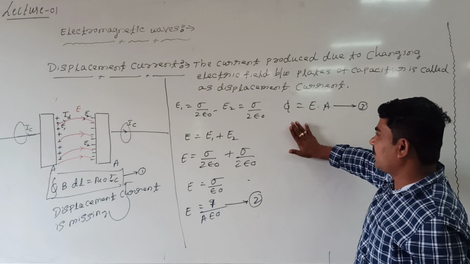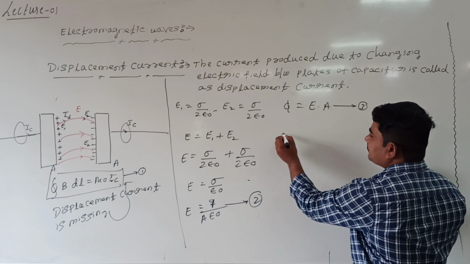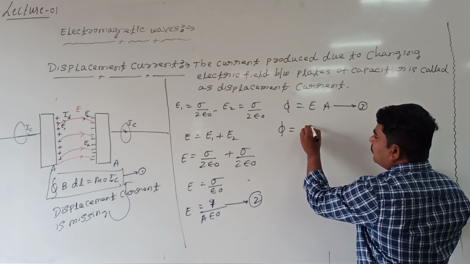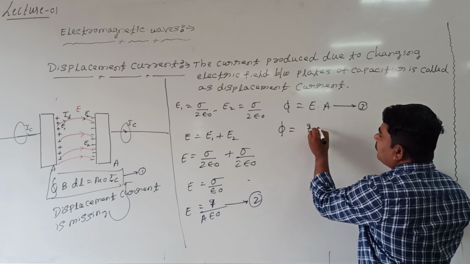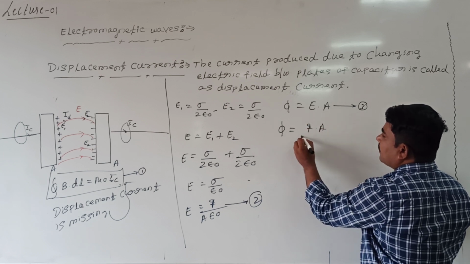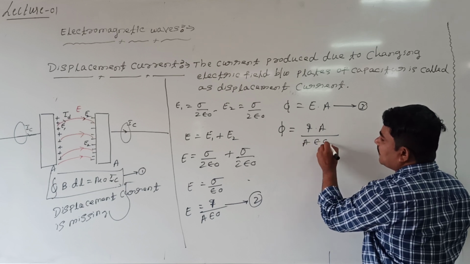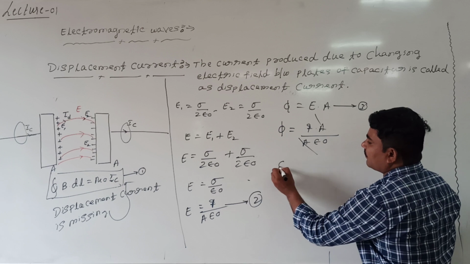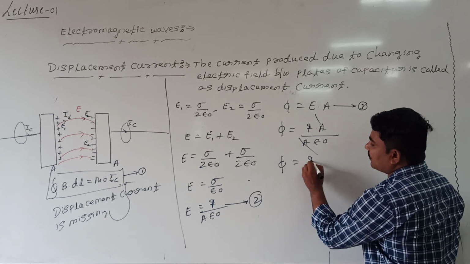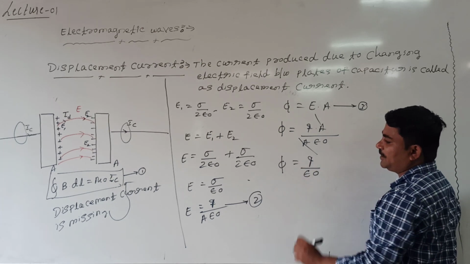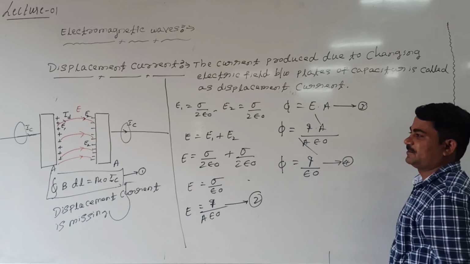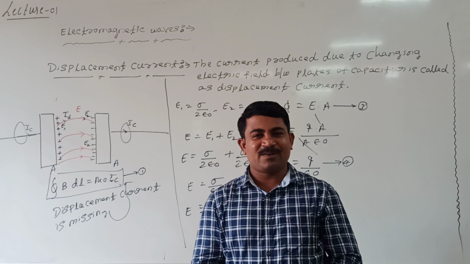Put equation 2 in equation 3. What will we get? Then phi is equal to how much? Phi is equal to Q into A, whole divided by A into epsilon naught. Right or wrong? This A gets cancelled. Then what is the flux? Flux is equal to Q divided by epsilon naught. I can call this equation number 4, right?